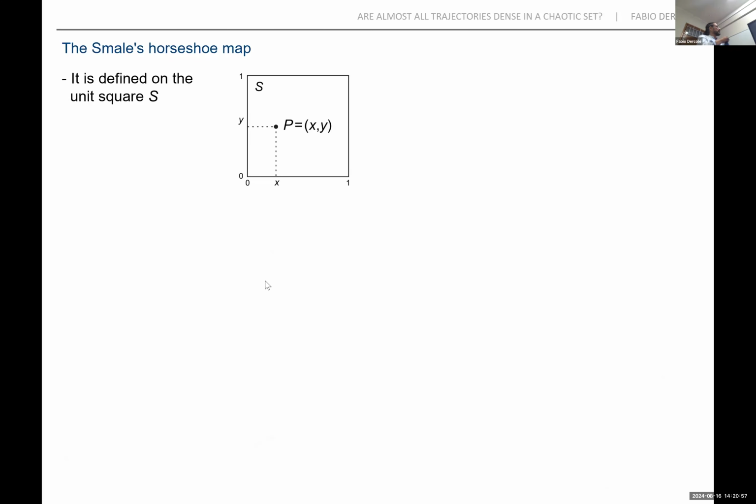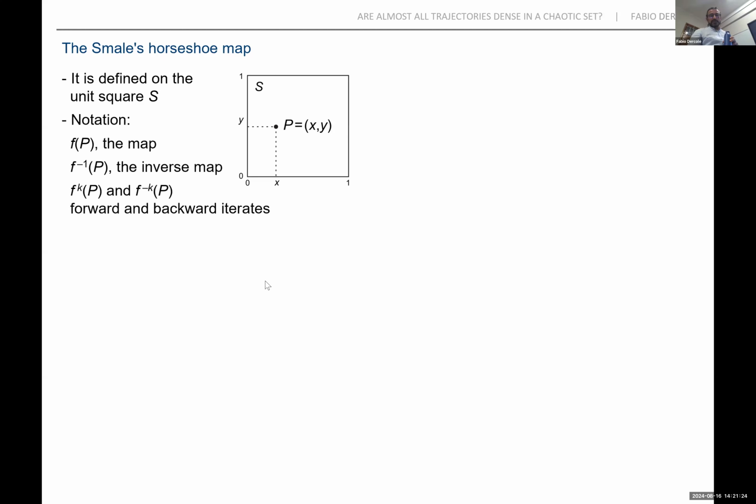So the horseshoe map is defined on the unit square of the plane. So that's x, y, the state variables. It's only defined starting from points in the unit square because we don't need it outside. We don't need to define it outside. It's possible, but we just focus on the unit square. And the unit square I call S squared.